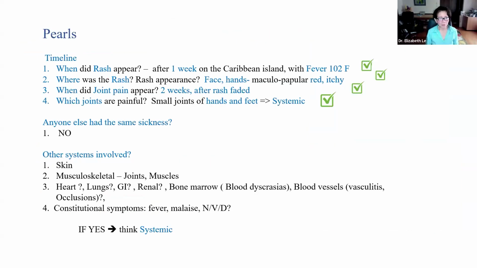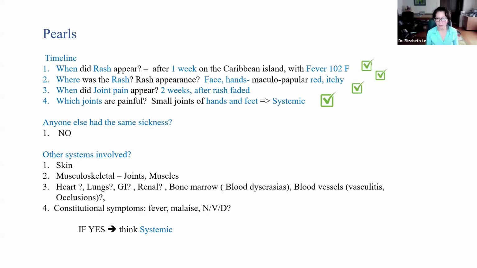So again, you have to ask the same questions. Timeline. When did the rash appear? After 1 week on the Caribbean island, she had fever 102. Where was the rash in her appearance? Was it on her face, her hands? Looks like a maculopapular red itchy rash. We just saw it. And when did the joint pain appear? 2 weeks after the rash faded. So which joints are painful? The hands and feet. So she had more than one joint of the hands and joints of the feet.